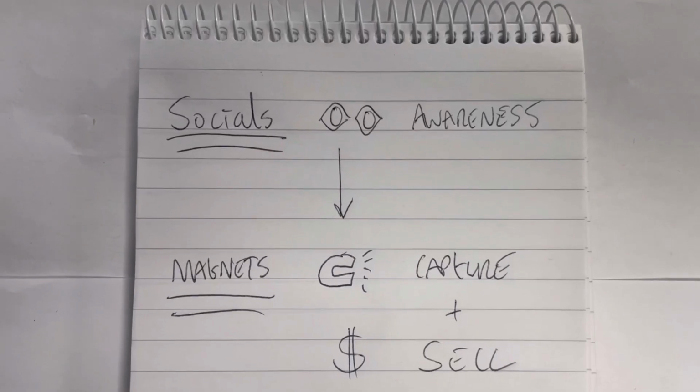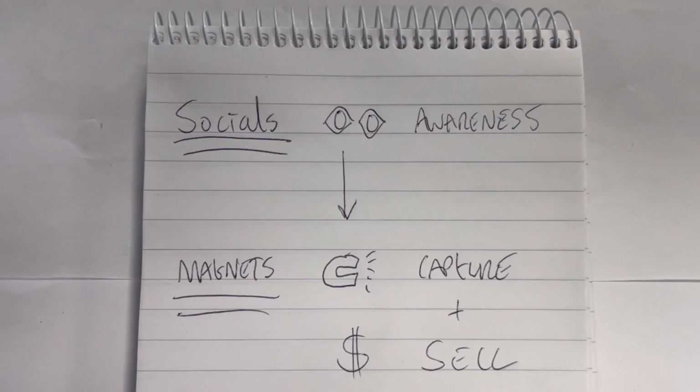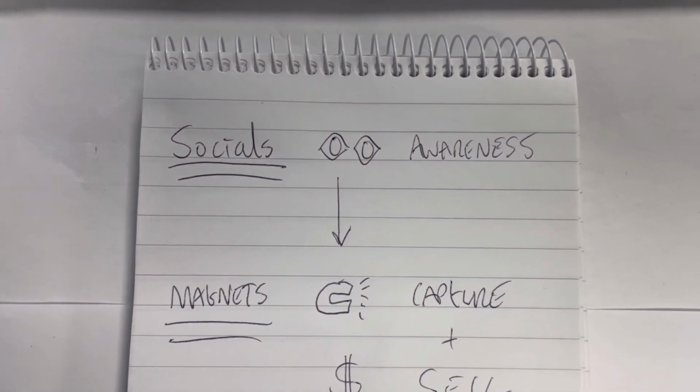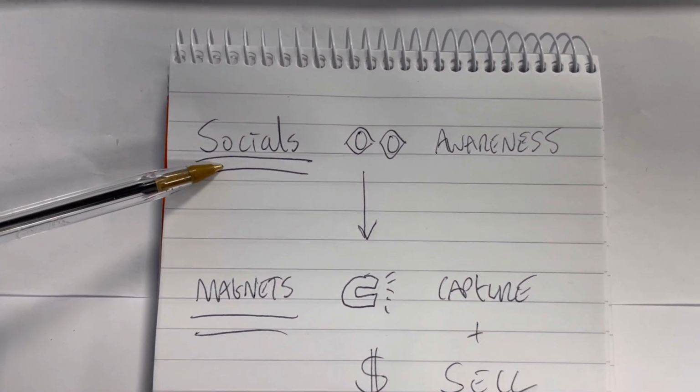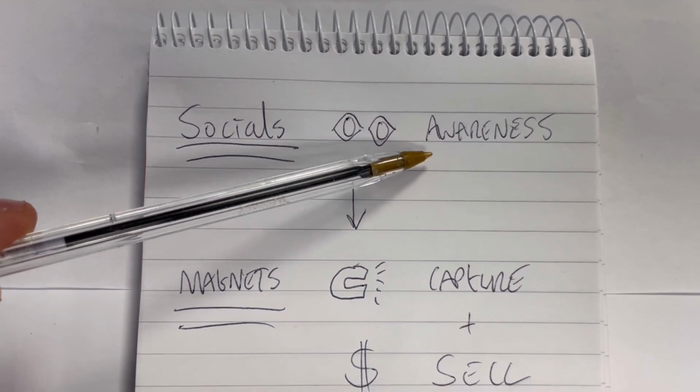And how this works is simple. Okay, so your social channels for your brand are going to create awareness of your brand, okay? So we don't really want to sell too much on socials. We just want to make people aware of it, okay?